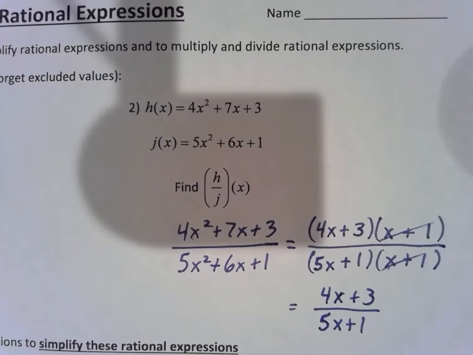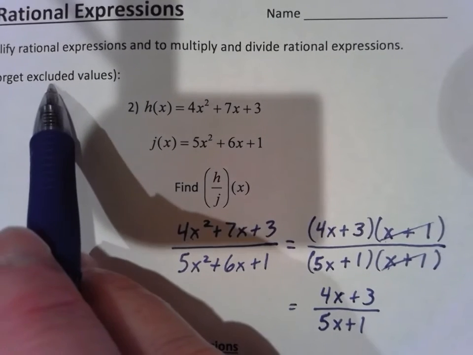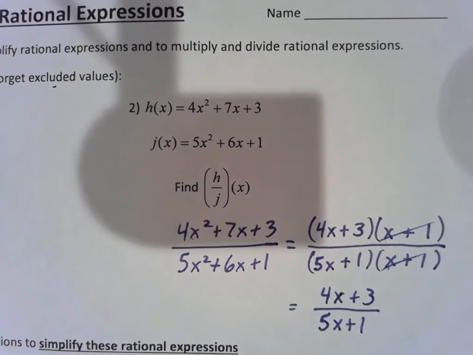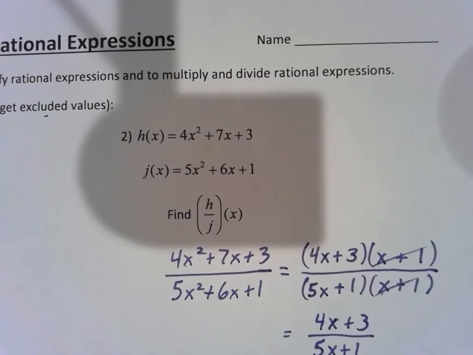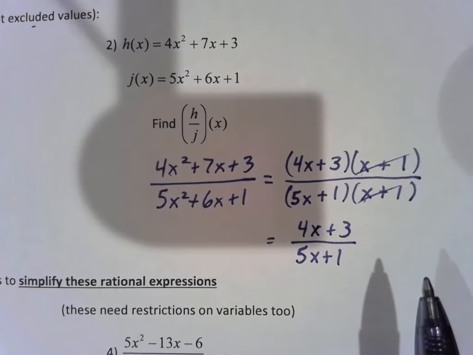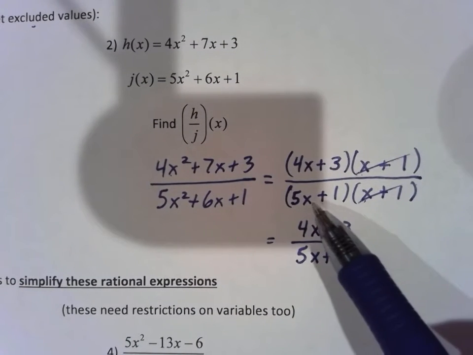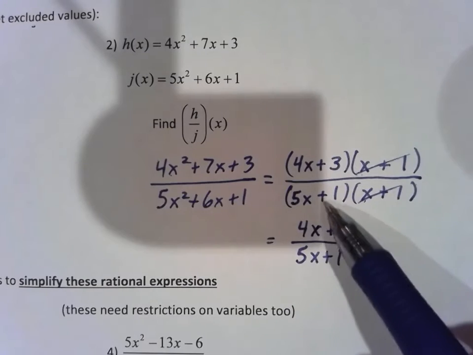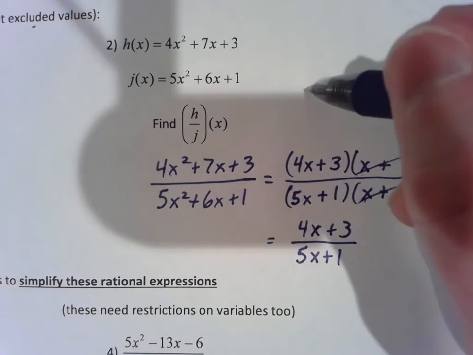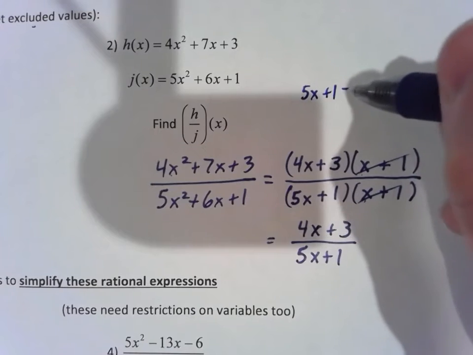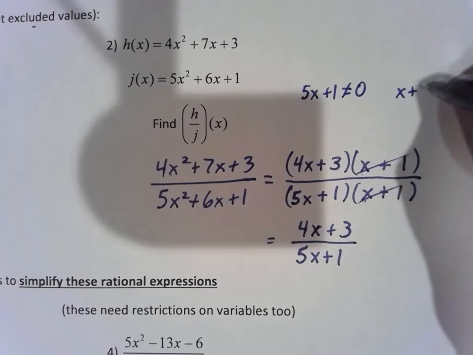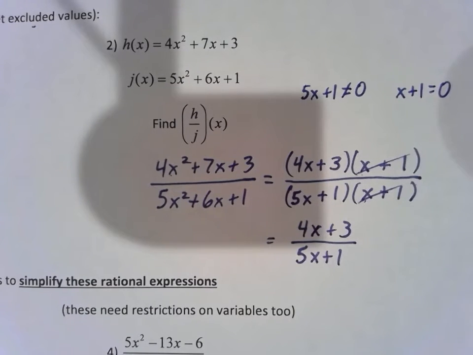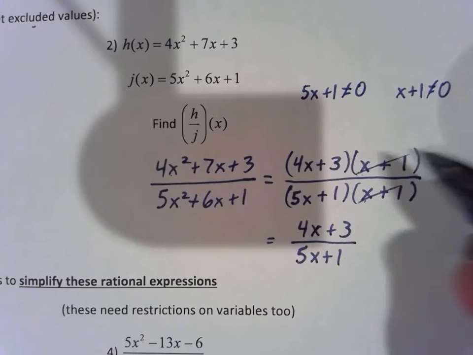Now the only thing that we have to pay attention to yet is the excluded values, or as the next problem says, the restrictions on the variables. Basically this means that the denominator cannot equal 0 at any point. So any factor that shows up on the bottom, 5x plus 1 cannot equal 0, and x plus 1, even though it was canceled out, can't be equal to 0 either.